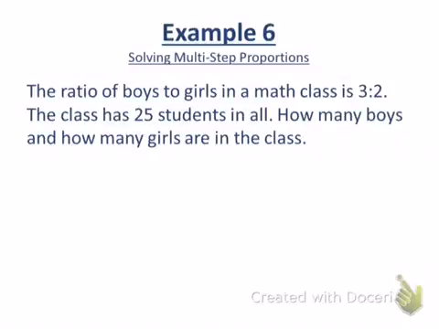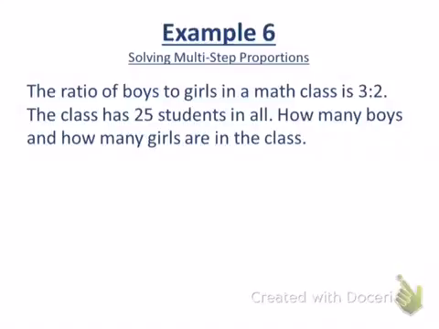So there's 3, 3, 4. No. Make a table, 3 and 4. Boys to girls is 3 to 4, right? No, I don't want you to make a table. The class has 25 students in all. How many boys and how many girls are in the class?